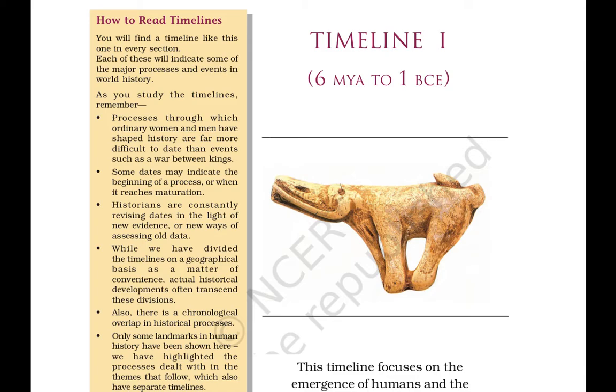How to read timelines. You will find a timeline like this one in every section. Each of these will indicate some of the major processes and events in world history. As you study the timelines, remember several points. Processes through which ordinary women and men have shaped history are far more difficult to date than events such as a war between kings.